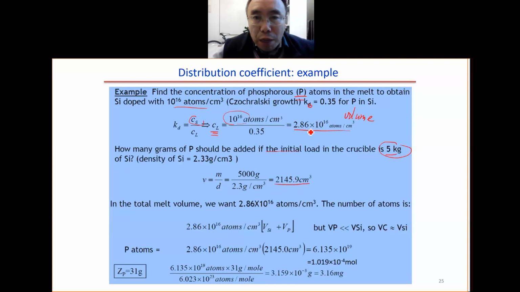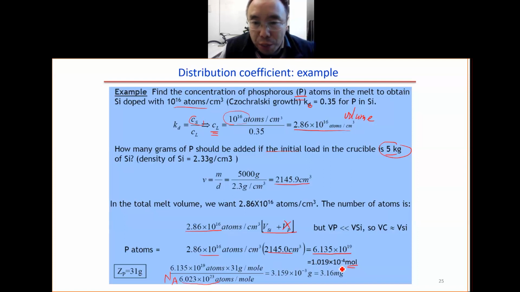Once we know the volume and the volume concentration, we can find the atomic number, the volume concentration times the volume. Here the volume comes from the silicon and from the phosphorus, but the phosphorus volume can be ignored because it's really small. Then we know the volume and the concentration, so we get the total number of phosphorus atoms. You convert this into moles by dividing by Na, the Avogadro number.